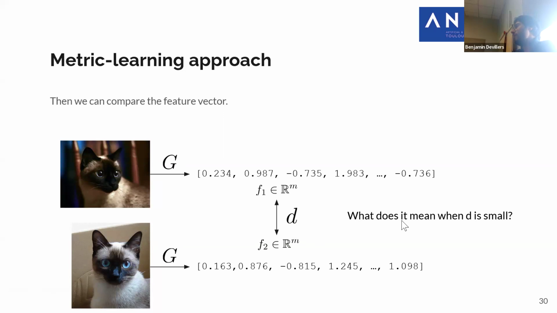And what does it mean that D is small? Well, it doesn't mean that the pixels are very similar, no. It means that the images are semantically similar. So they represent the same object.